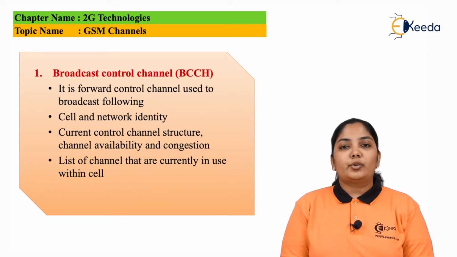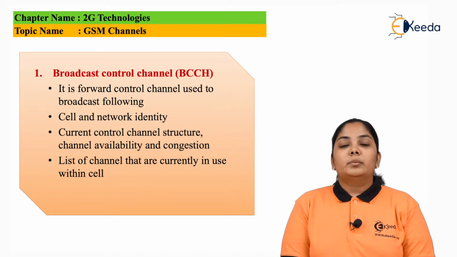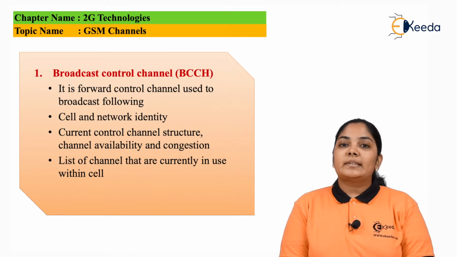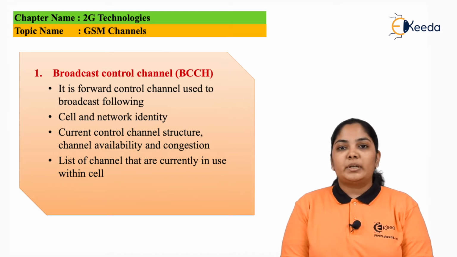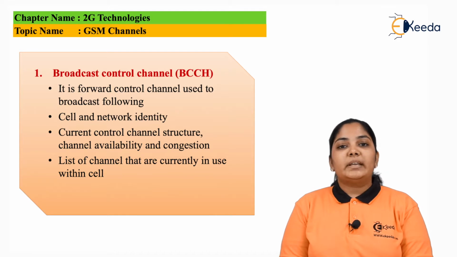The broadcast control channel is used to broadcast the following information like cell and network identity, so that if the user is in any location, the mobile phone knows the identity of the cell in which he is roaming. The second type of information that the broadcast channel will broadcast is channel availability information, the congestion information, and also the control channel structure. It is also used to list out the various control channels in the cell.